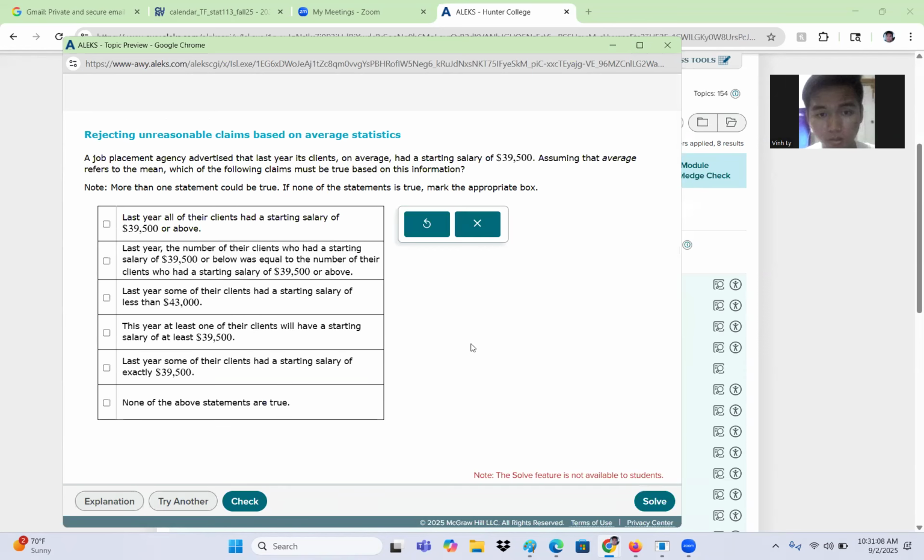All right. Any questions? Whenever you see a number of people equal to the number of people making above or below, that's the median. That's not the average. Whenever you see the word "all clients," that is not true.